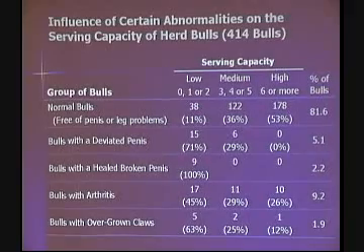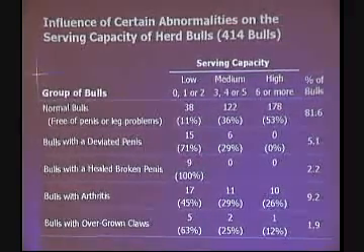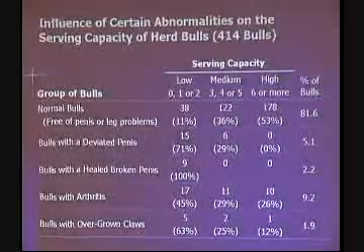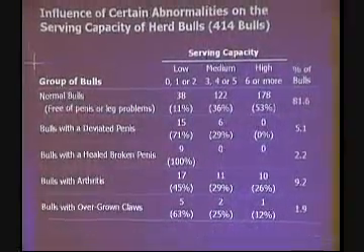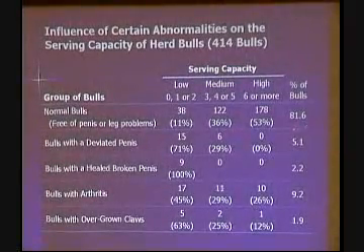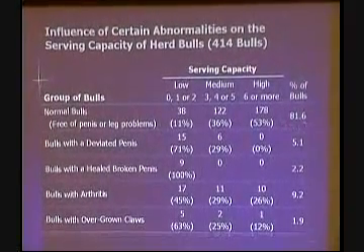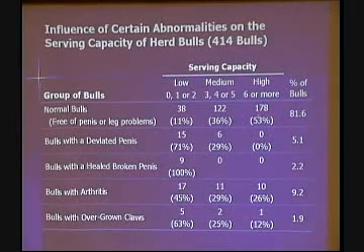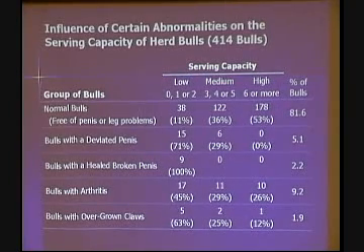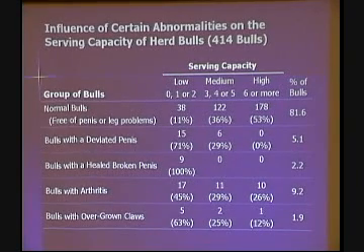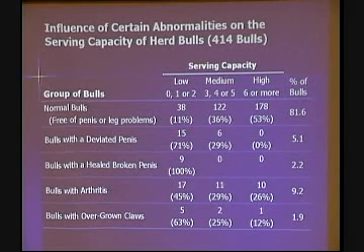If we look at abnormalities that affect bulls and their servicing capacity, broken out by what group they fall into, 82% of bulls were found to be normal, had no abnormalities, and 53% of them had high servicing capacity. But you have to think about 82% were normal, so 18% of these bulls that were just randomly looked at had some kind of abnormality.